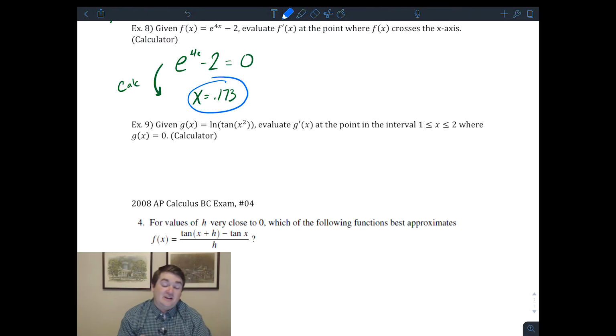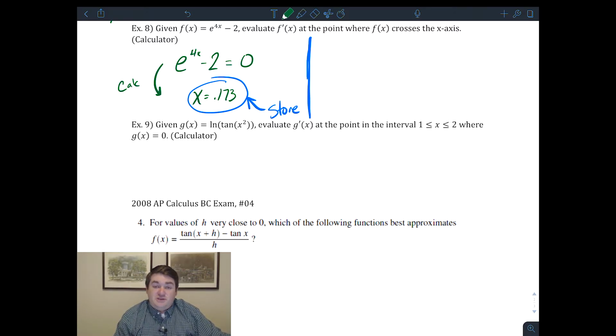Now, that's not an exact value. That's an approximation. And I'm about to use this value to continue working in the problem. So to make sure that I don't make any mistakes, that I don't have any rounding errors, I'm going to use my calculator to store that value. And by storing that value, I can call it back later in its exact form, not its rounded form. And that makes my final answer more precise. So I've been asked to find f prime of x at the point where f of x crosses the x-axis. So I want f prime of 0.173.